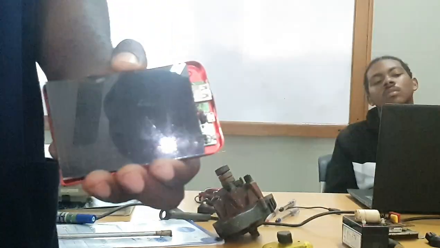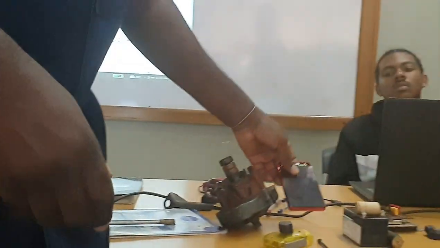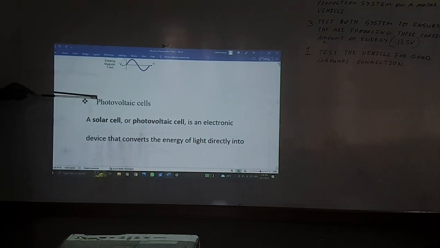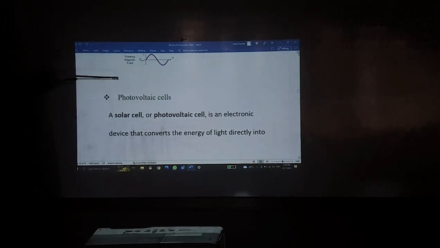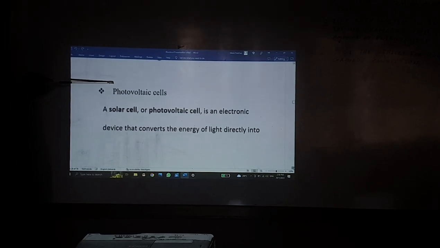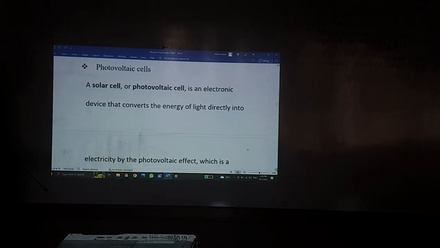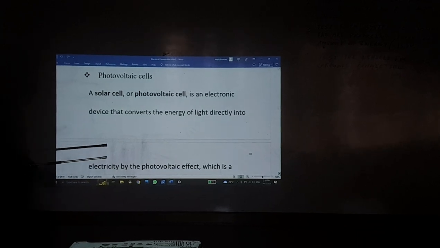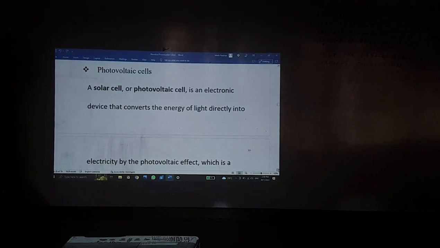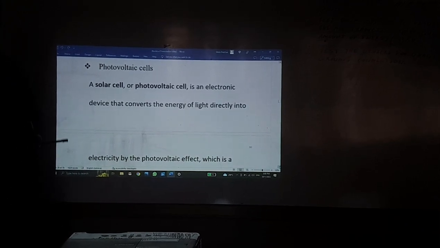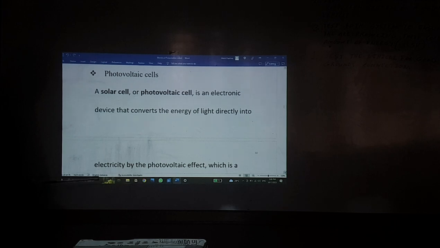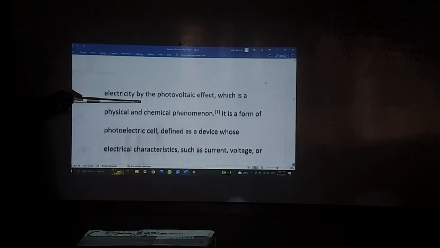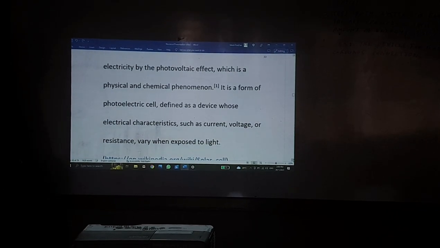But the word photon, what is a photon, is another science by itself. A solar or photovoltaic cell is an electronic device that converts the energy of light directly into electricity. So it is not heat from the sun that causes electricity to generate. It's actually the light energy, by the photovoltaic effect, which is a physical and chemical phenomenon.